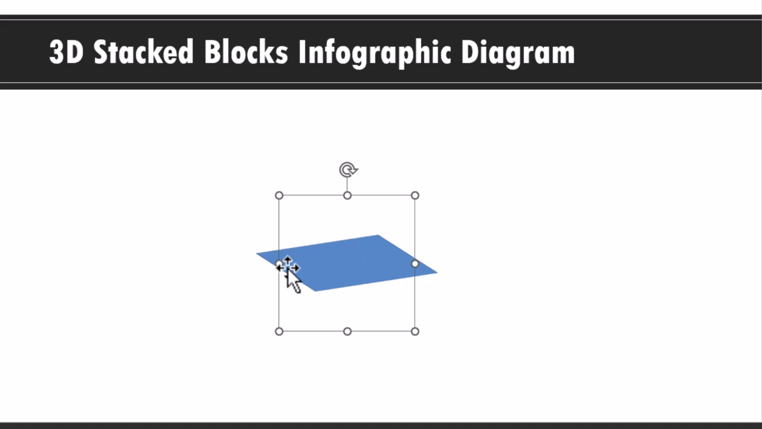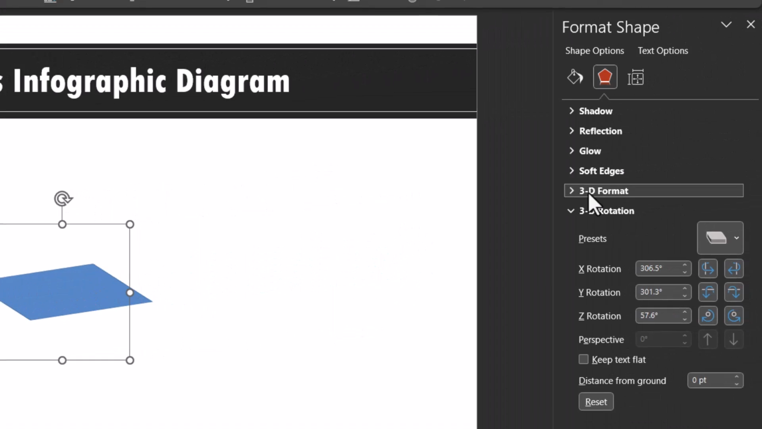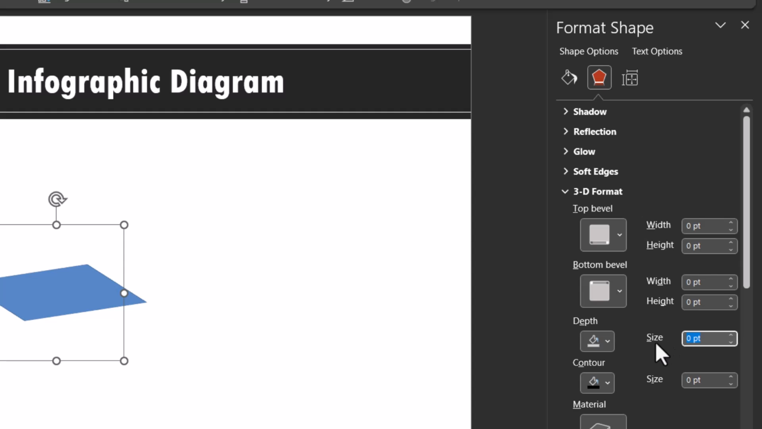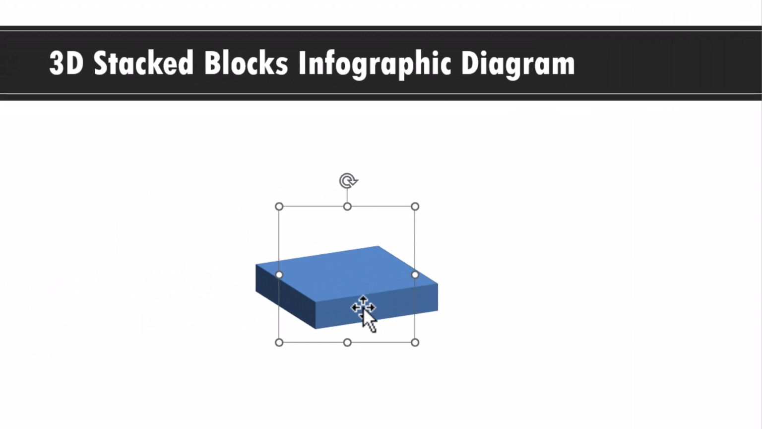The next step is to add a bit of depth. So let us go to 3D format, go to depth and add maybe around 35 points and hit enter. Now we are going to have multiple blocks stacked one on top of the other, and we are going to use the space on the sides to write our text. Now if we write our text here, it will be visible, but if we write our text here, it will be quite difficult for our audience to read.